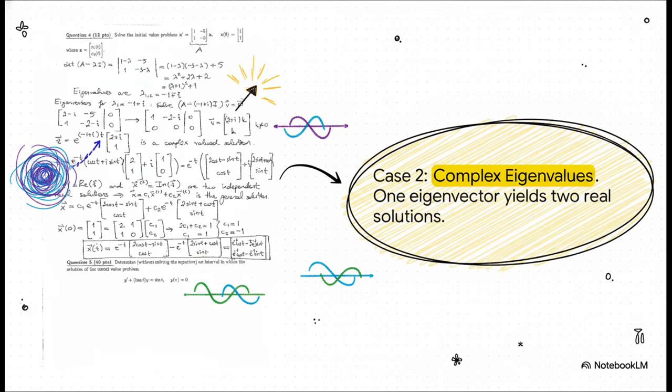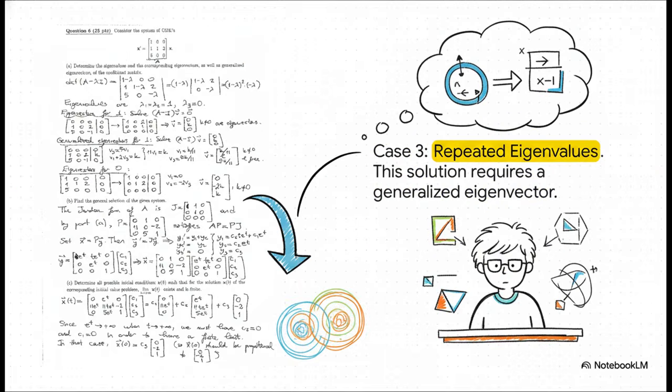Then, using Euler's formula, you expand out that complex solution. Now here's the magic move. You separate that whole thing into its real part and its imaginary part. And because the original DE is linear, both of those parts have to be solutions on their own. And just like that, from one complex eigenvector, you get two real independent solutions. Pretty cool, right? And now for the trickiest case, repeated eigenvalues.